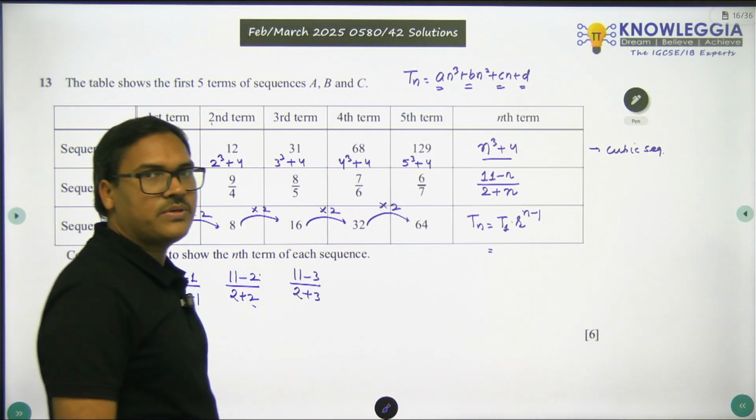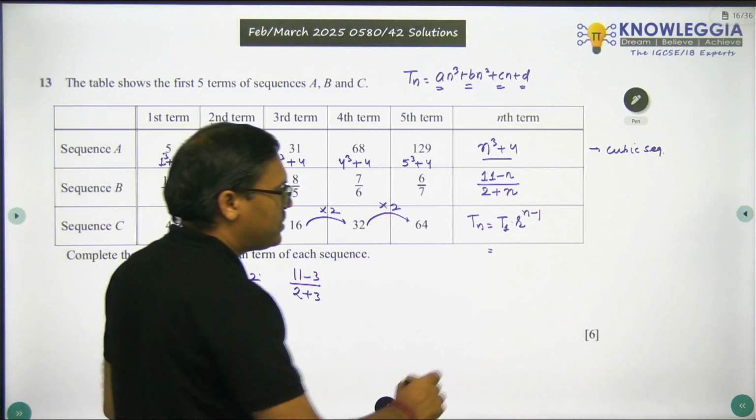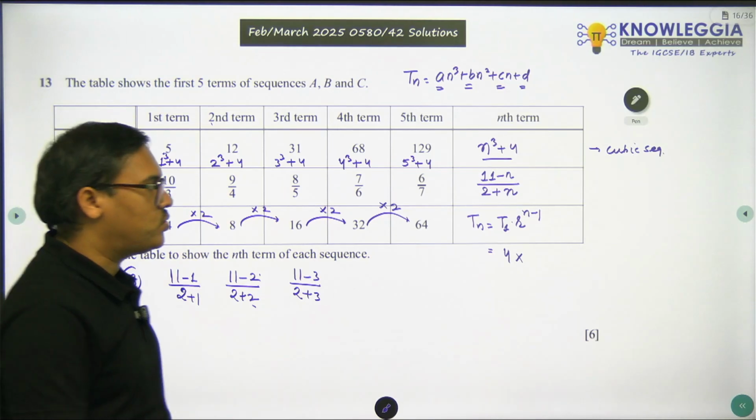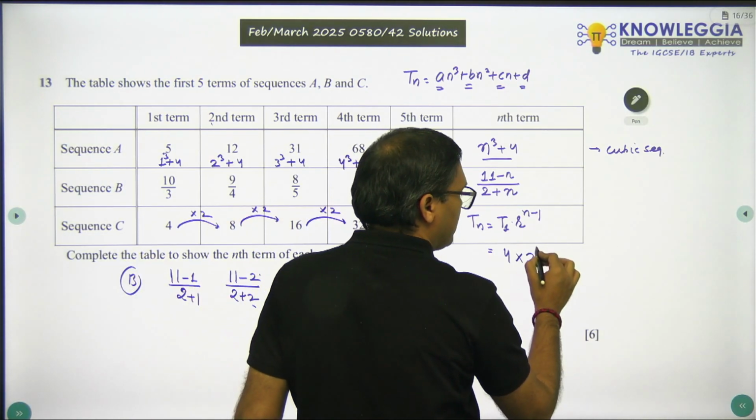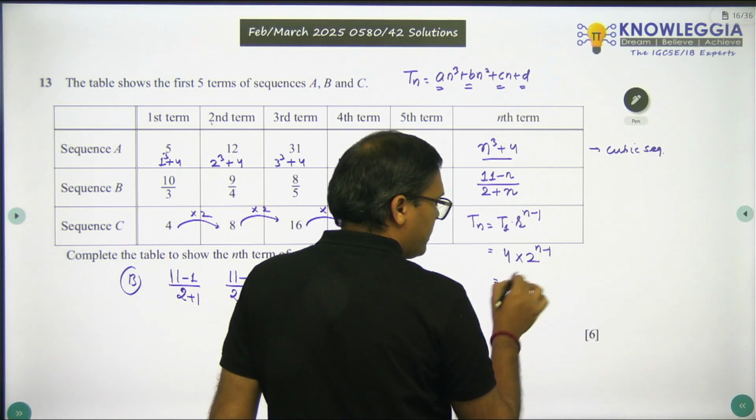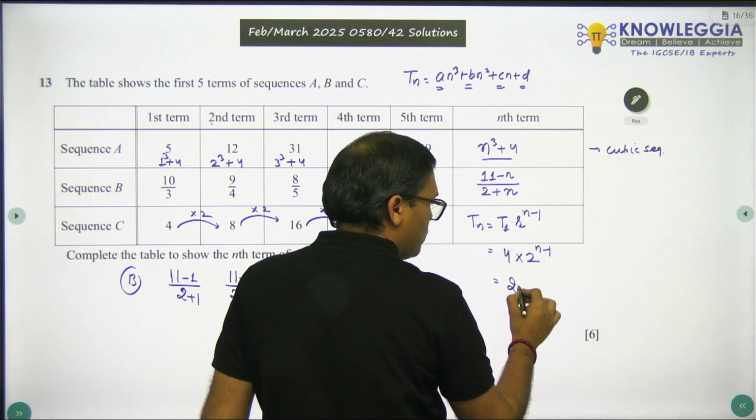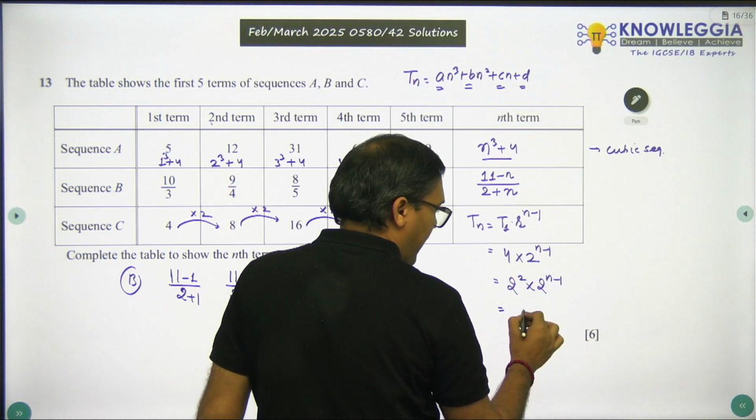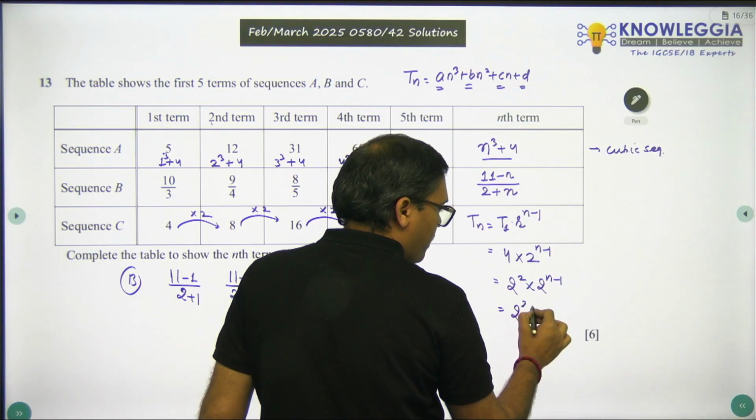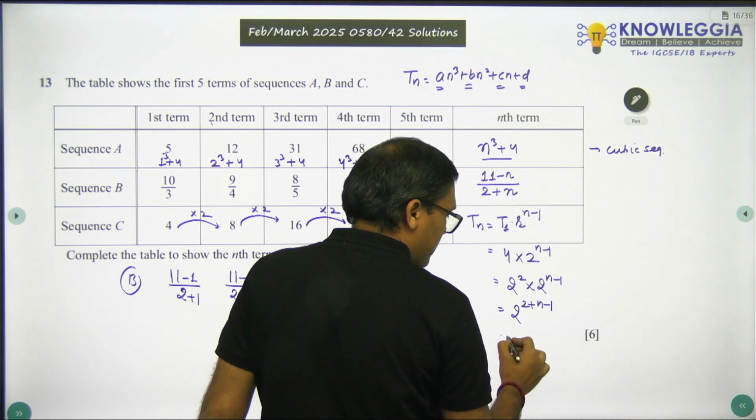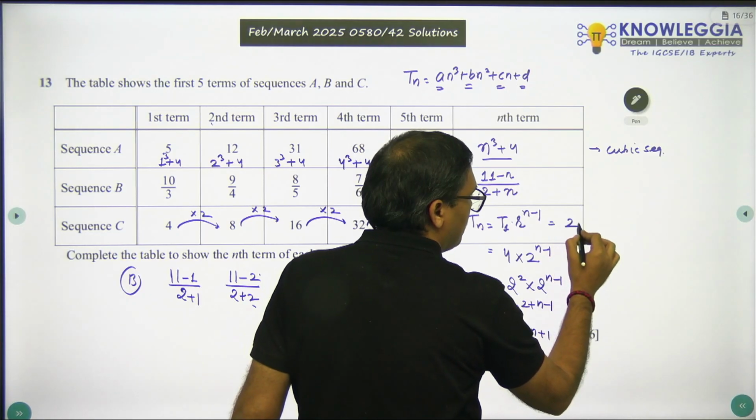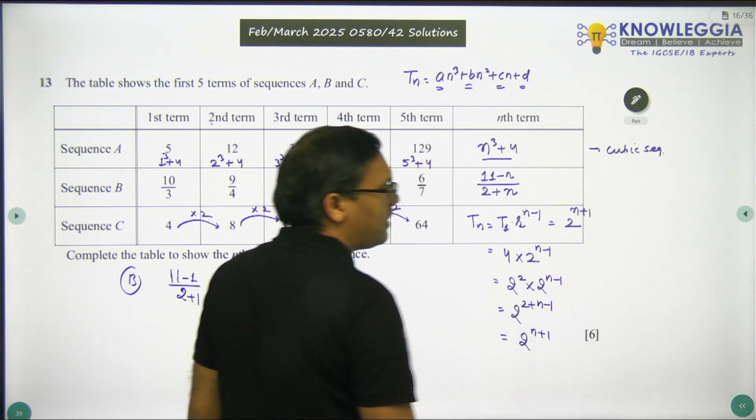So what is the first term here? First term is 4, right? So this is 4. What is the common ratio? That is 2. So this is 2 raised to n minus 1. So what is this? I can simplify this. This is 2 square into 2 to the power n minus 1. So the powers will add. So 2 plus n minus 1. So what is this? 2 raised to n plus 1. So what is the answer for this? This is 2 raised to n plus 1. I hope this is clear.